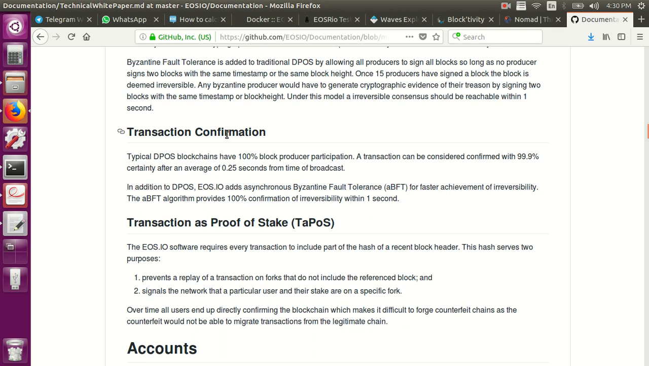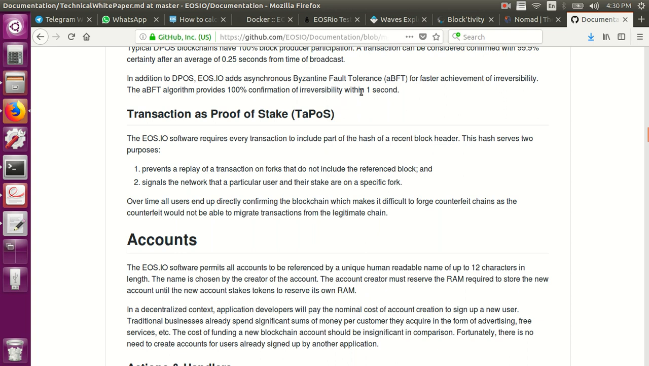What they've done with this asynchronous Byzantine fault tolerance is they've made the finality much, much quicker. Here it says irreversible within 1 second, which is way faster than anything else that's out there right now. I do know Dfinity is working on what they're calling near instant finality. So it's an obvious problem in blockchain right now that everyone's trying to solve, and this is how EOS decided to solve it.